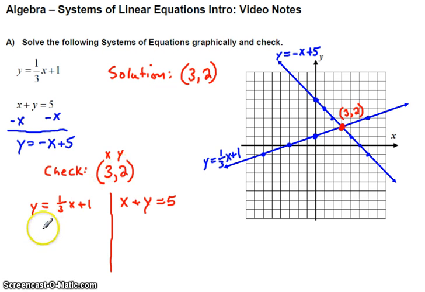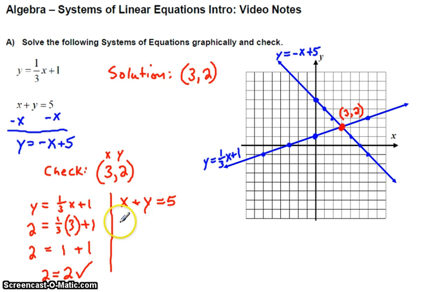So now I'm going to plug in the x and y here. The y is 2. Always use parentheses when you're subbing in when it's multiplied. So we're checking to see if 2 is equal to 1/3 times 3 plus 1. Well, 1/3 of 3 is 1. And 1 plus 1 is obviously 2. So 2 does equal 2. So the first one checked.